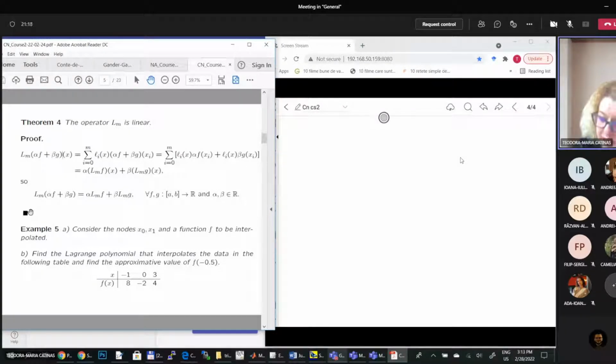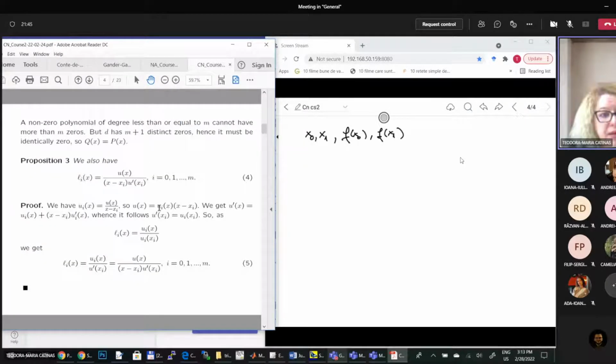First, we consider the simplest example of Lagrange interpolation, when we have just two nodes, two given points where we know the value of the function, x0 and x1, and we find the polynomial that approximates the function having just these two pieces of information. So we will apply the theory.